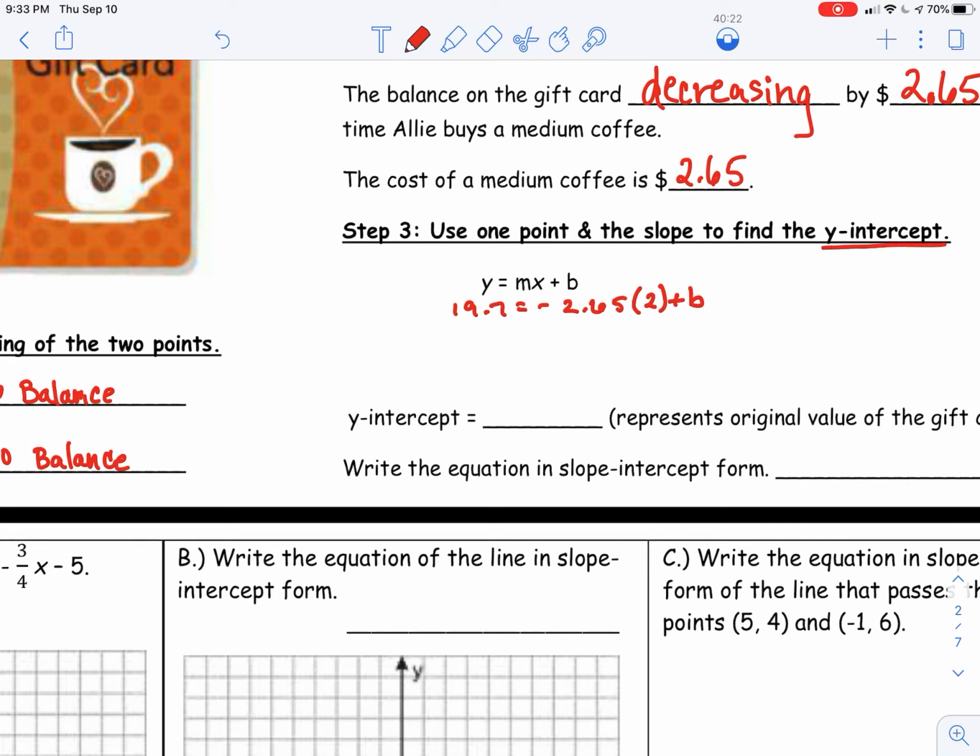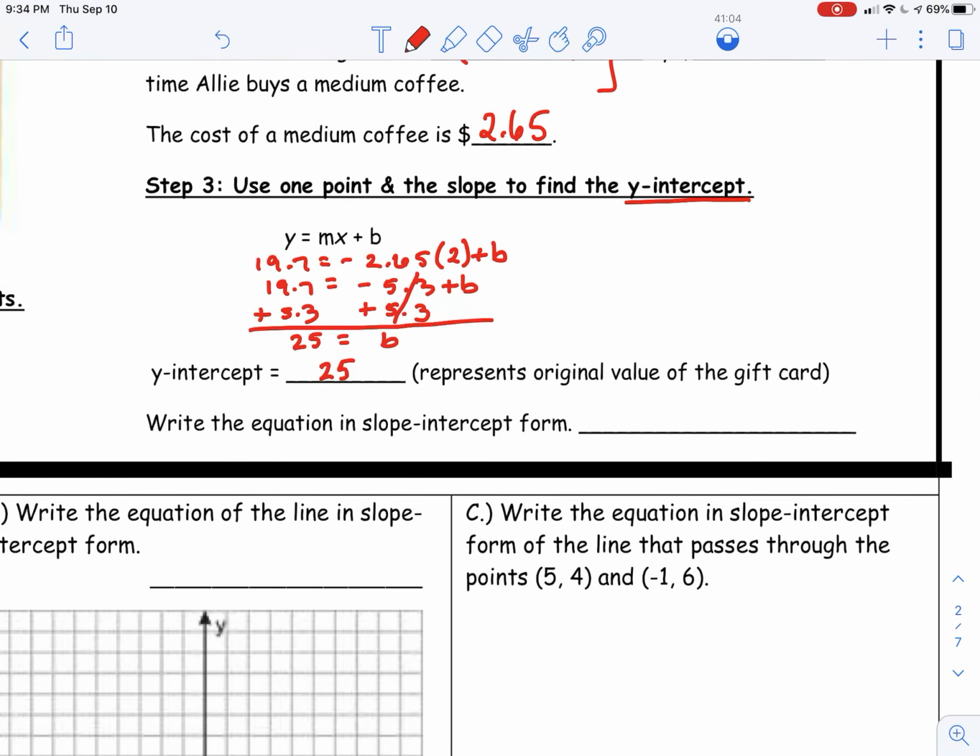Remember, we're looking to find the y-intercept so that I can write an equation down here, because the y-intercept actually means something in the story about the gift card. Alrighty, so let's do our math here. You're going to end up with 19.7 equals negative 5.3 plus b. If I add 5.3 to both sides, b is going to equal 25. Okay, so the y-intercept then is 25.